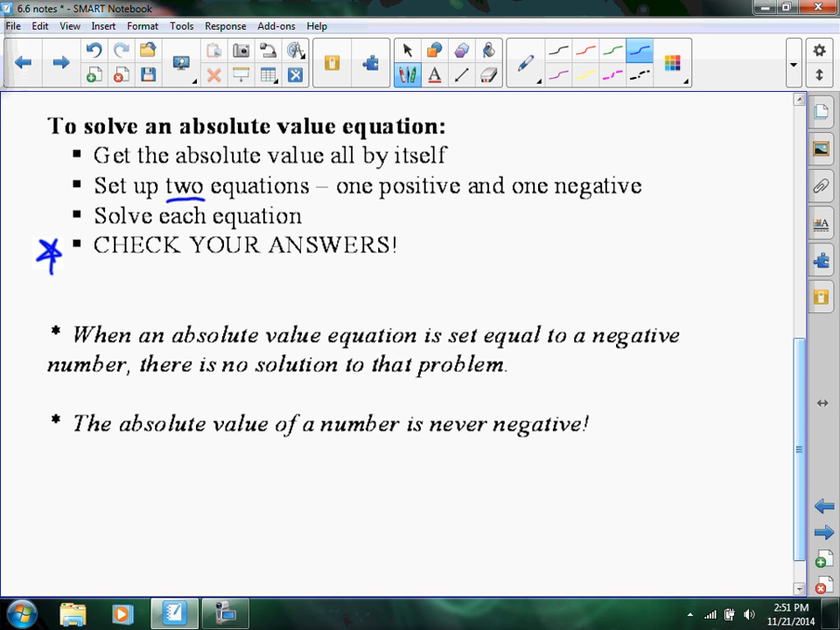Now, sometimes they try to trick you and they will take the absolute value of some number and they will set it equal to a negative value, like the absolute value of x equals negative 5. And that can't be true, because the absolute value always has to have a positive value. It's a positive distance away from 0. So when that happens, you just say that there's no solution. So the absolute value of a number can never be a negative number. So the absolute value of 5 is 5, not negative 5.